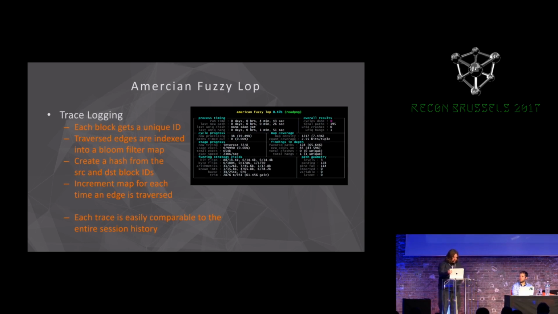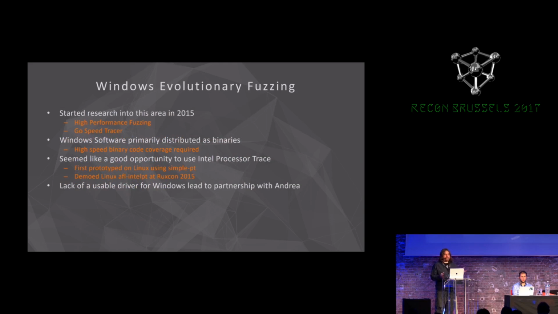So the way they do their tracing is every block gets a unique ID. The edges are indexed in that map. It creates that hash using the shift and XOR, and then we increment the map. So this was great. I was looking into this and how to optimize this and bring this to the Windows platform. Obviously, we can't use source code instrumentation for the majority of the software that we're targeting, so we needed something that could do binary targeting. And so this seemed ideal versus the other options of using Pin or Dynamo Rio and so on. And so last summer, we decided to start looking into this.